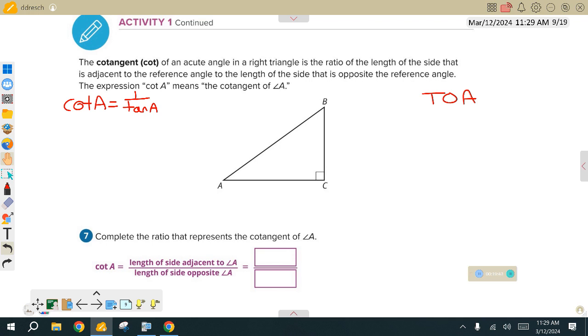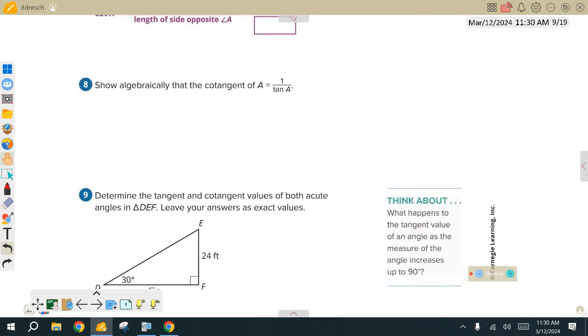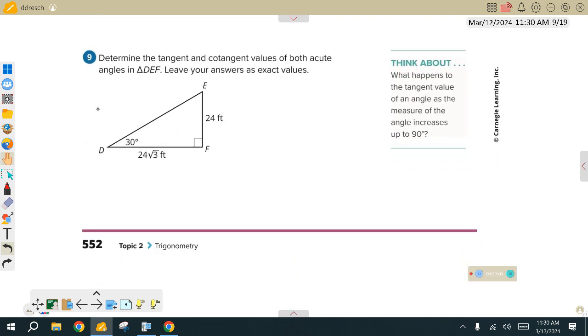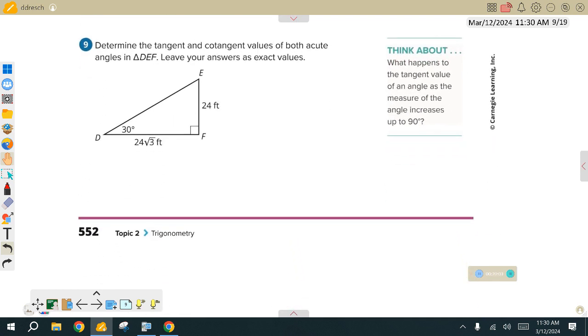Adjacent over opposite, right. I never remember it like that. That's just me. I always remember, hey, if I know what tangent is, then what's the reciprocal of tangent? Adjacent over opposite just doesn't roll off the tongue as well. That's just how I've always done it. So let's do some practice with writing the cotangent ratio down here.